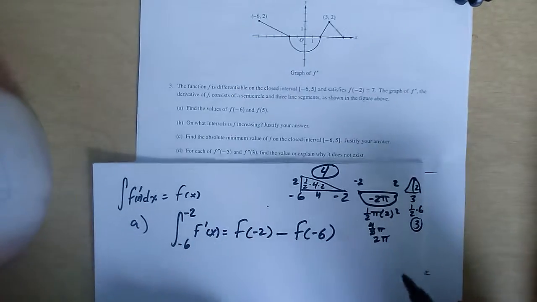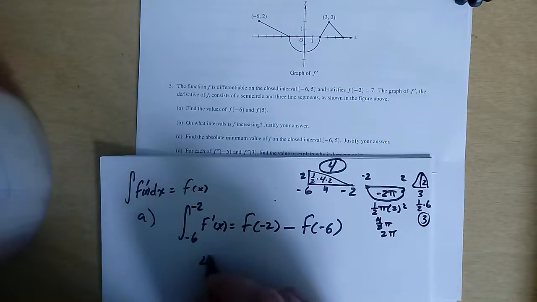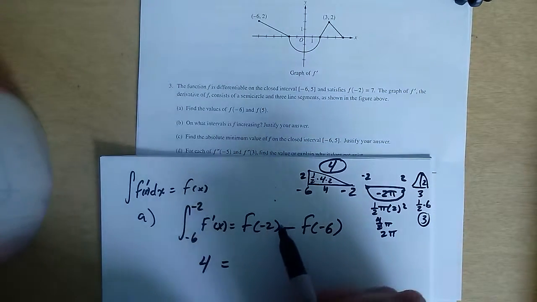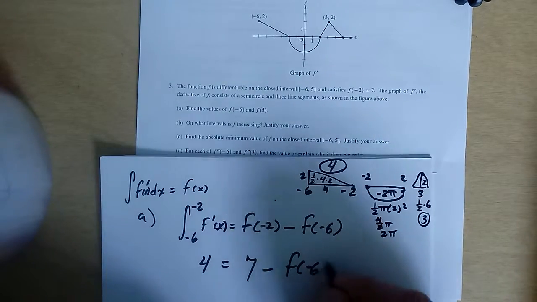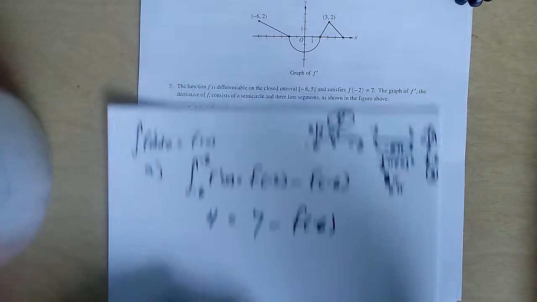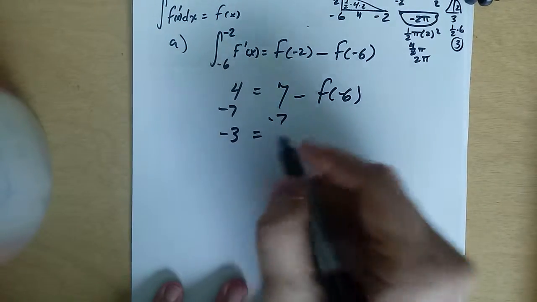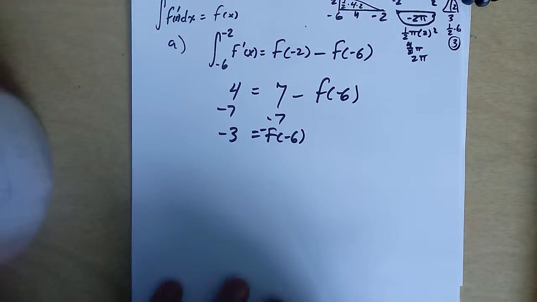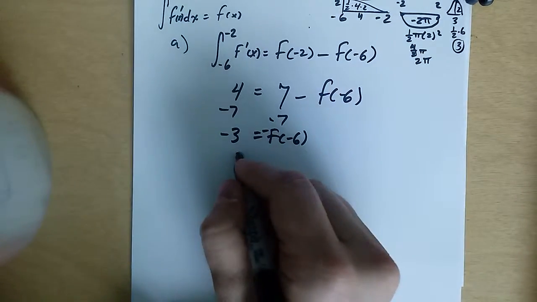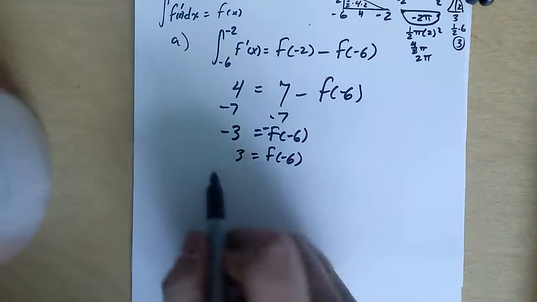So let's see. Here, I know that from -6 to -2, the area is 4. So we're going to say 4 is equal to f of -2 minus f of -6, and we know that f of -2 is equal to 7, but we don't know f of -6. Well, hey, look at that. That's an easily solvable algebraic equation. So we just divide by -1, and we get 3 is equal to f of -6. So that's the first part.